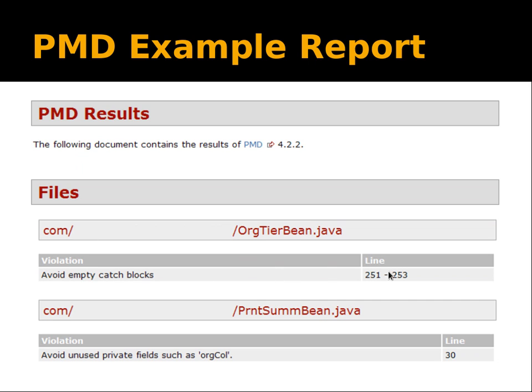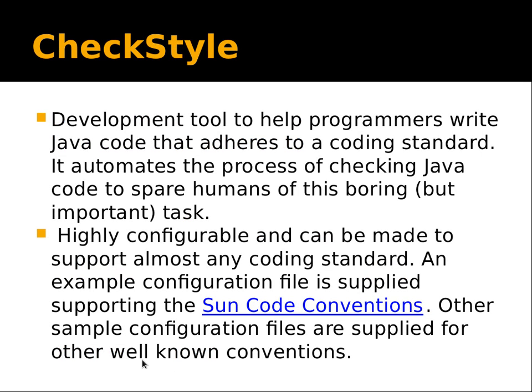So, avoid empty catch blocks. This is in, it looks like, OrgBean.java. Here are the lines where it's empty, so you probably should go in there. Avoid unused private fields, that's probably another good one. If you have an unused private field, you probably should get rid of it before someone else tries to start using it, even if it's public too.